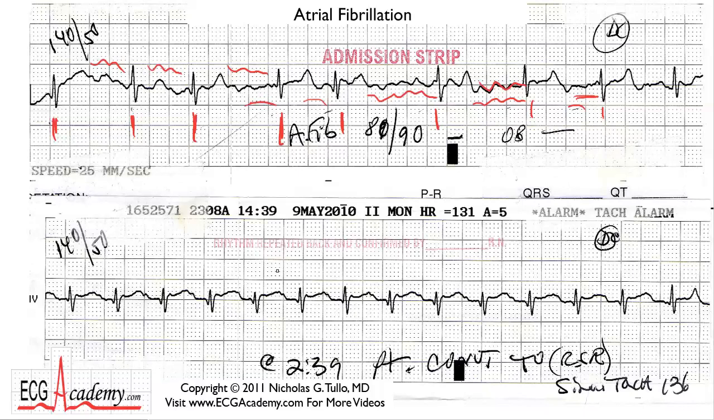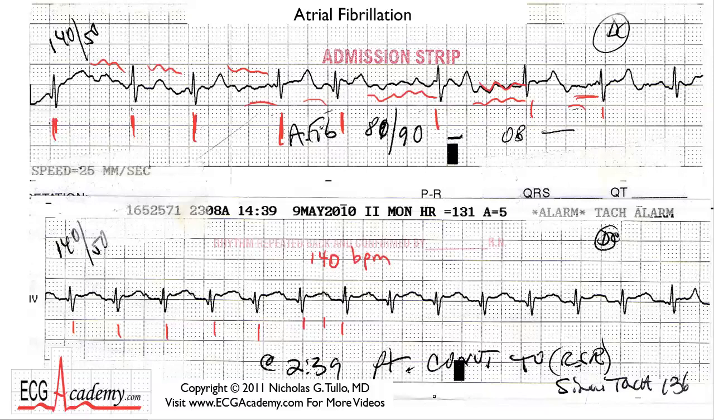But now let's look at the second strip. Now the QRS complexes appear to be quite regular. And if you try to figure out a rate, you have 300, 150. It's a little under 150. It's probably about 135 or 140 beats per minute. So you have a regular rhythm at 140 beats per minute.